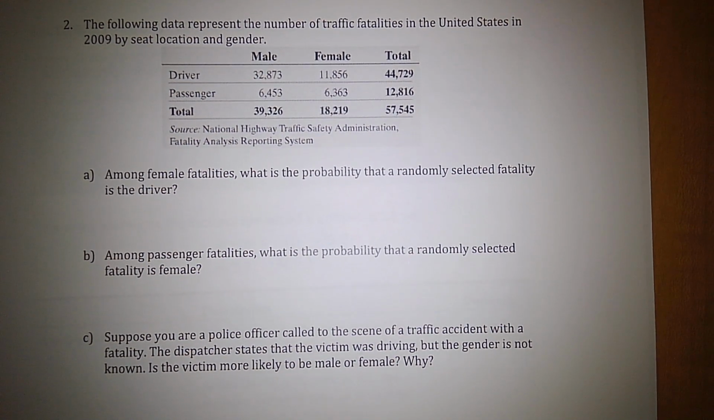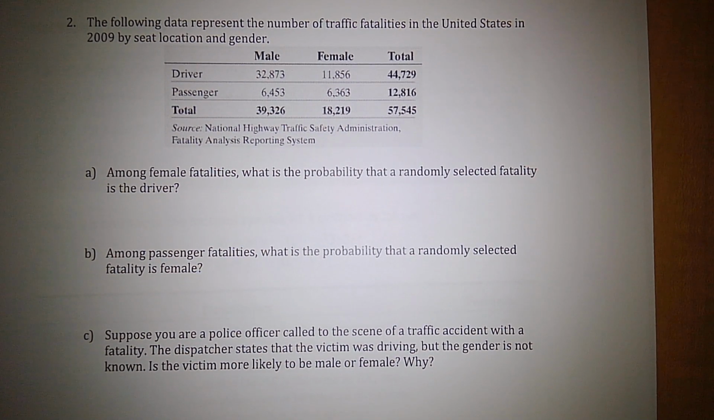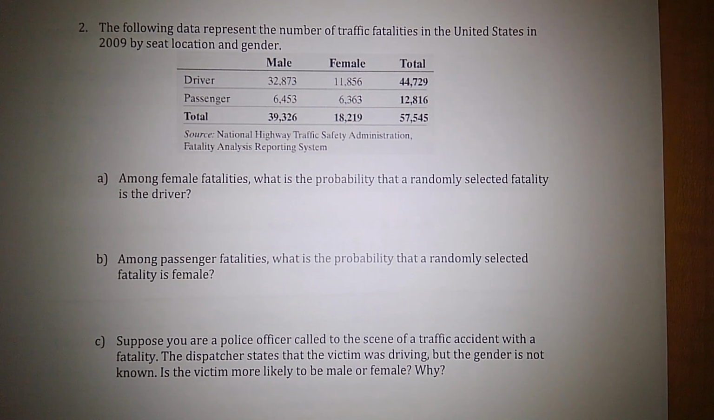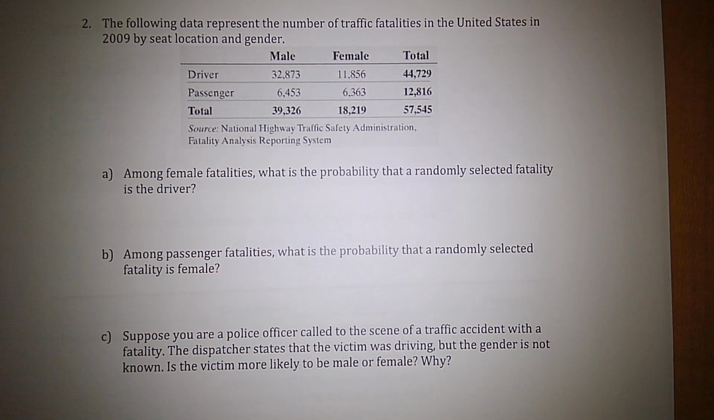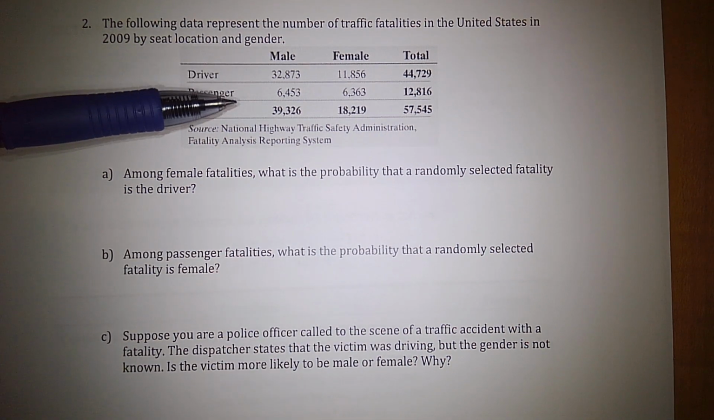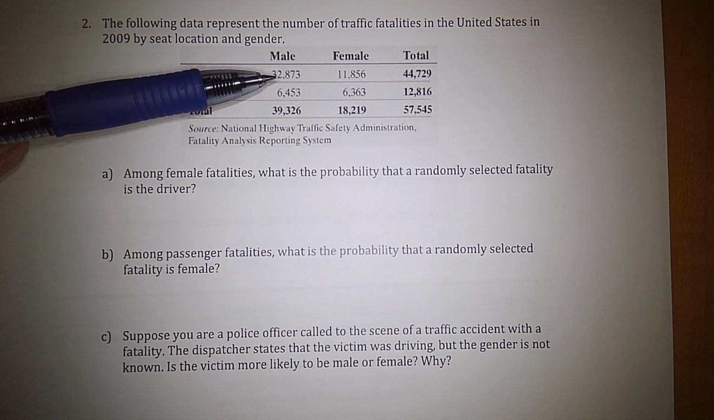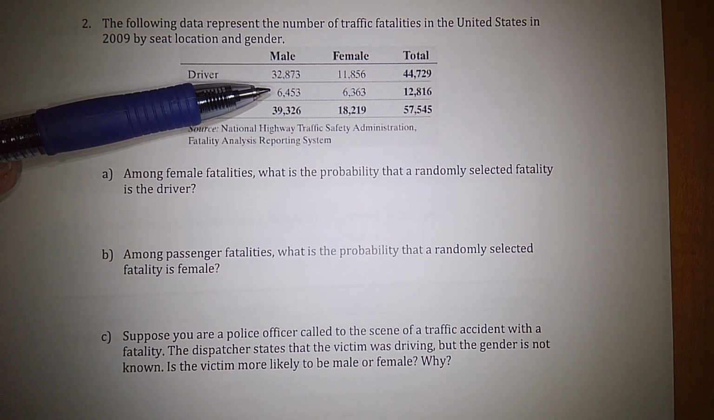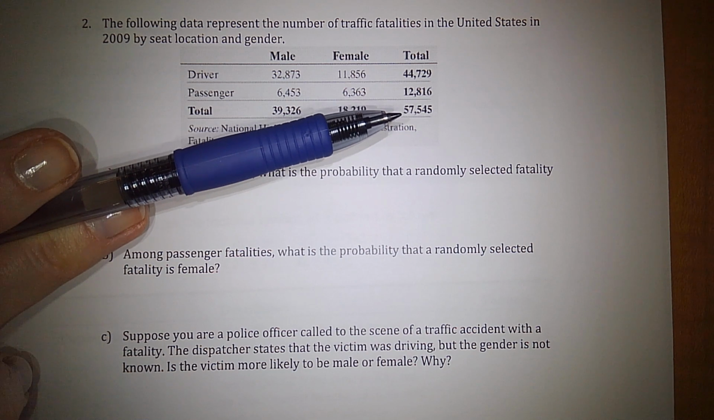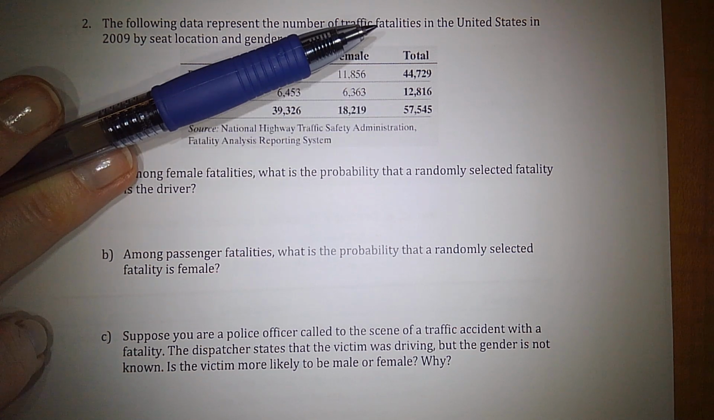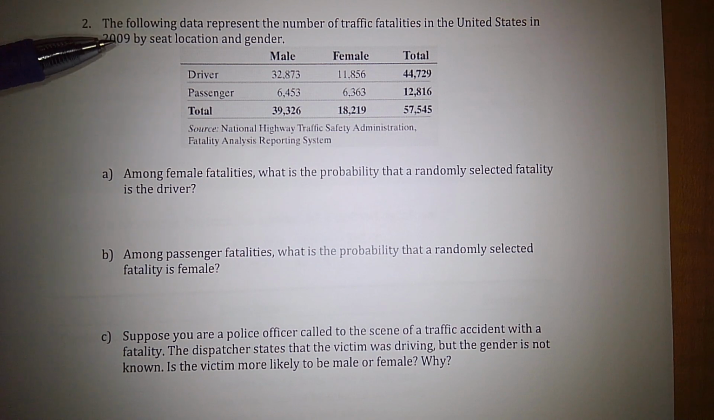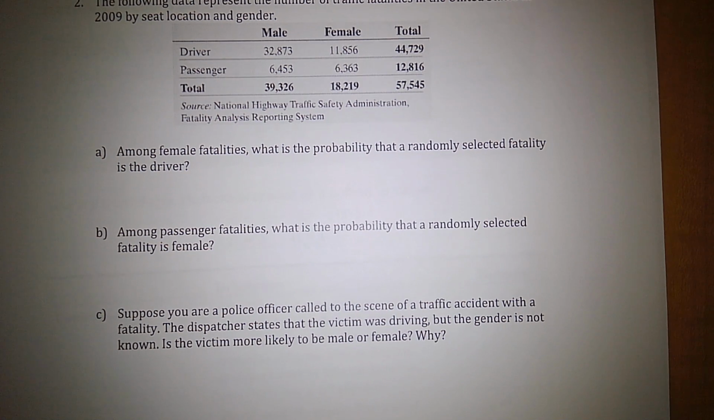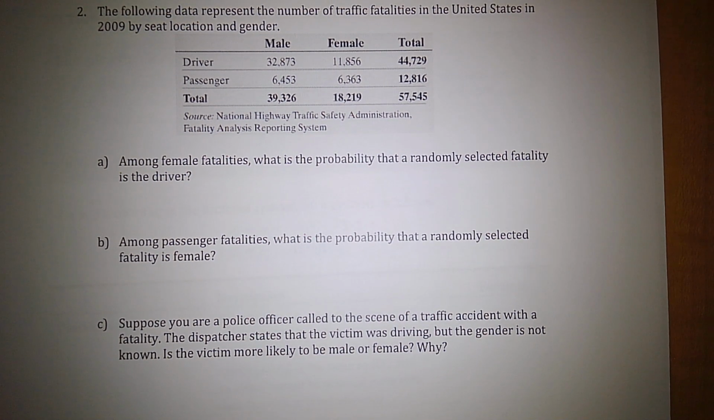The following data represents the number of traffic fatalities in the United States in 2009 by seat location and also by gender. So again, we have males and females, but we also have whether they were driving the vehicle or whether they were a passenger in the vehicle. Okay? And there were 57,000 deaths by traffic fatalities in the United States back in 2009. So it says, among the female fatalities, what is the probability that a randomly selected fatality is a driver?